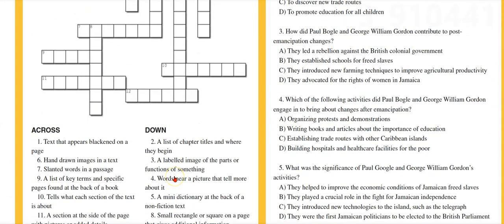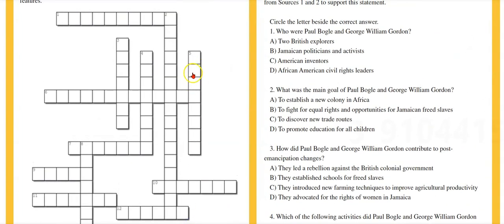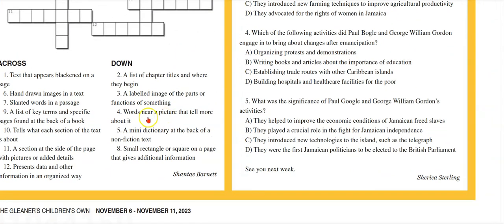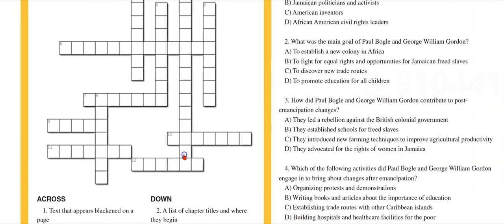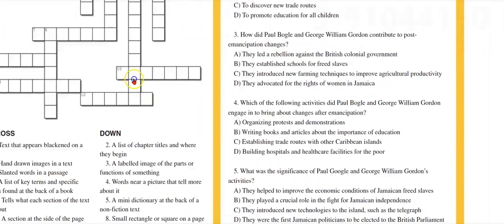A labeled image of the parts or functions of something. Labeled image. I wonder if this is a diagram. 3. D-I-A-G-R-A-M-S, diagrams. Don't know, we can check that one. Words near a picture that tell more about it. Number 4. You'd have to help me with that one.